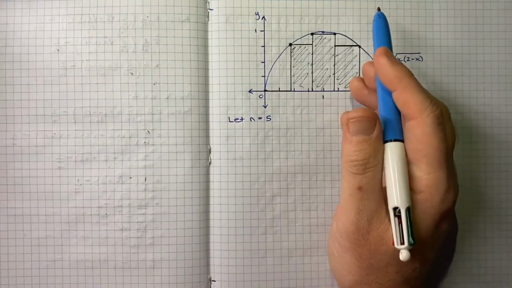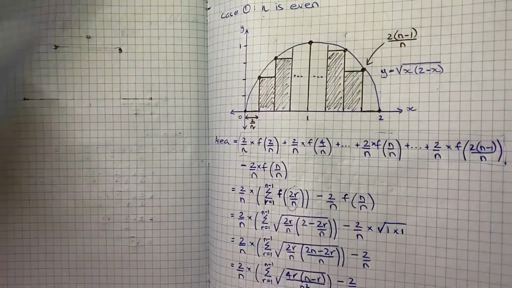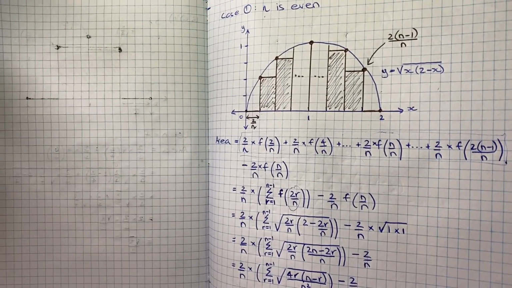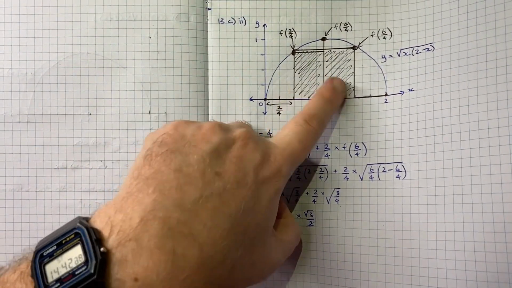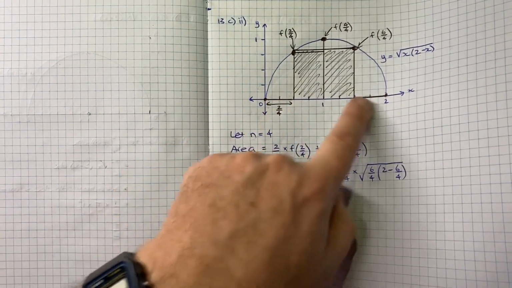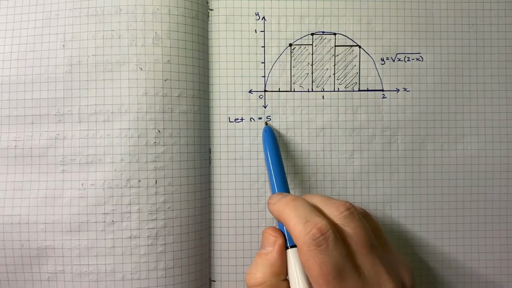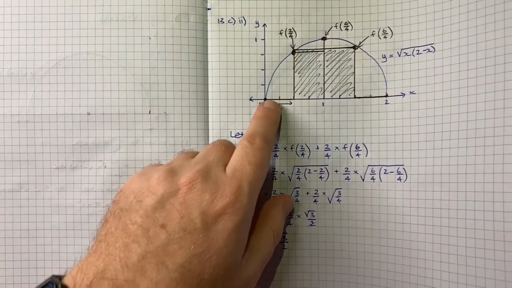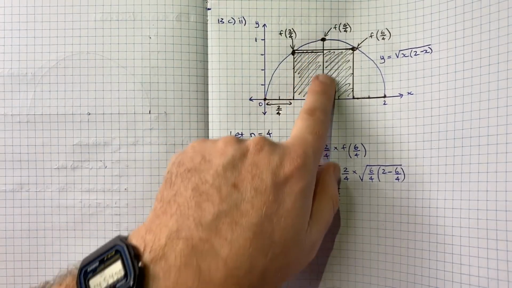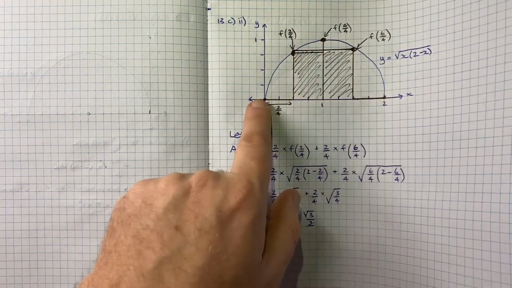In terms of comparing this, let me flick right back to the case where n is equal to 4. When n was equal to 4, we had 2 rectangles that we cared about, because the other 2 are effectively no height. Now when n is equal to 5, we have 3 rectangles that we care about. And when n was equal to 4, we had this line that split the range perfectly in half.